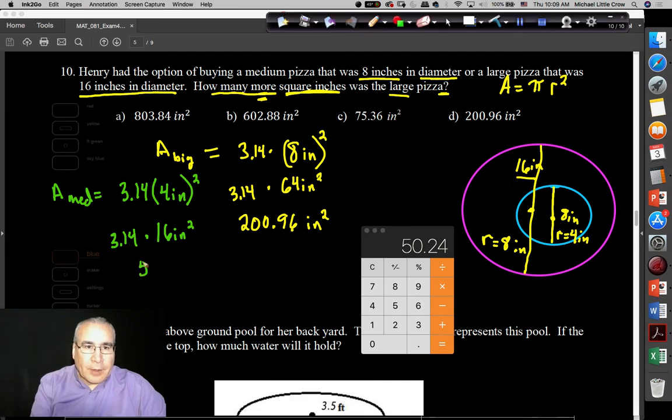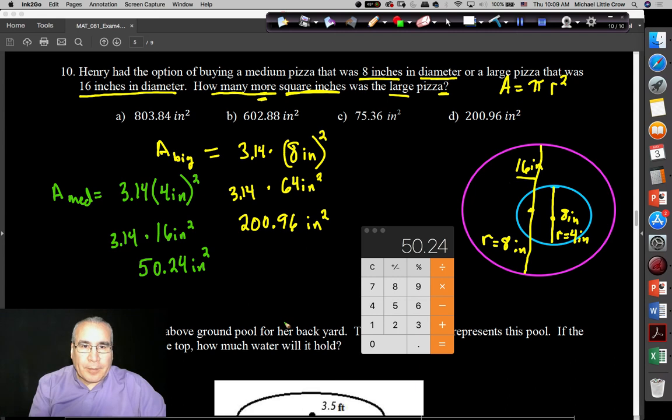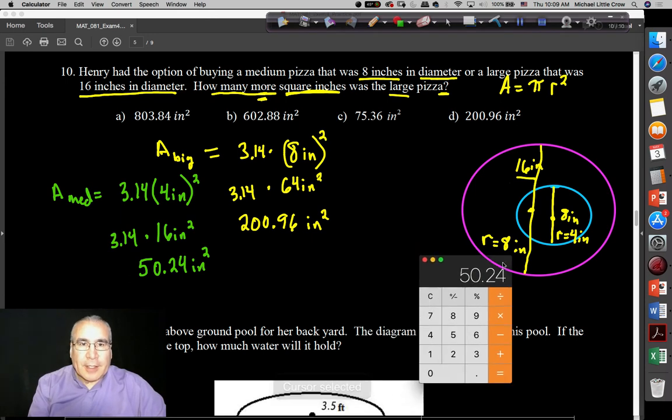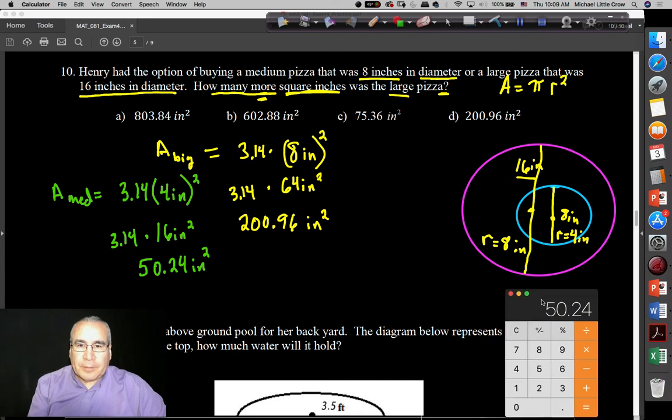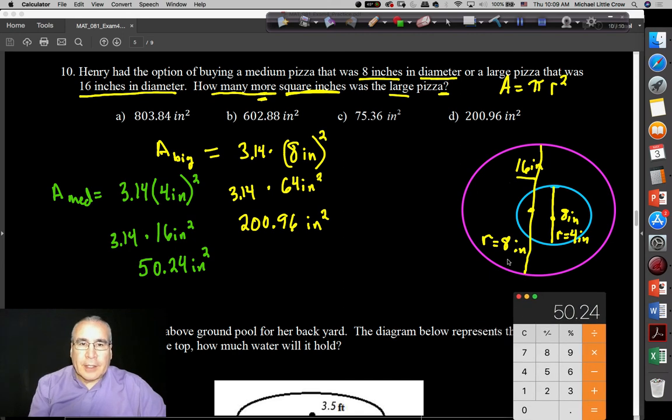So we end up with 50.24 inches squared. And so what we want to do is take the area of the large pizza, minus the area of the smaller pizza, and that's how we will get the difference, how much more it was. So let's put that over there.